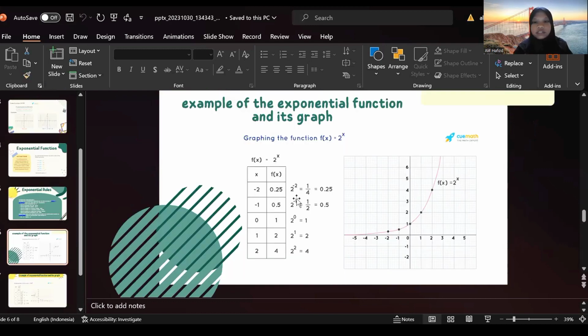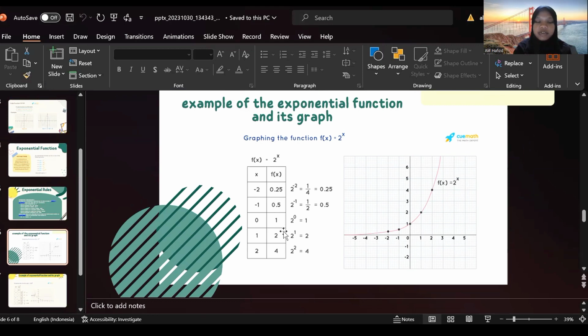Okay, this is the exponential function and its graph. This is the function we use for today's examples, and this is the graph that will be the result of these questions. The change will always be the same in an exponential function. However, the x value is the exponent itself. An example of an exponential function is y equals 2 to the power of x.